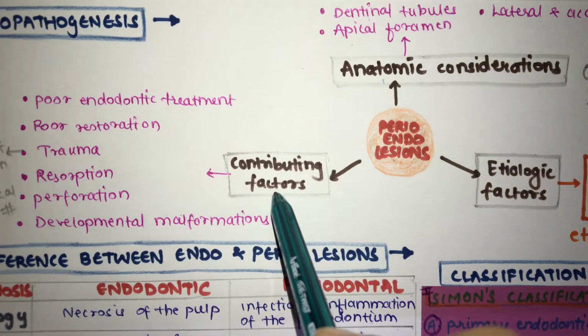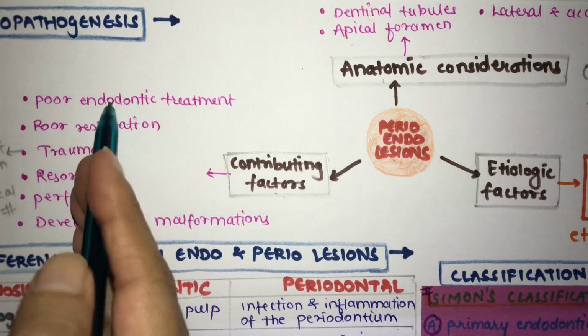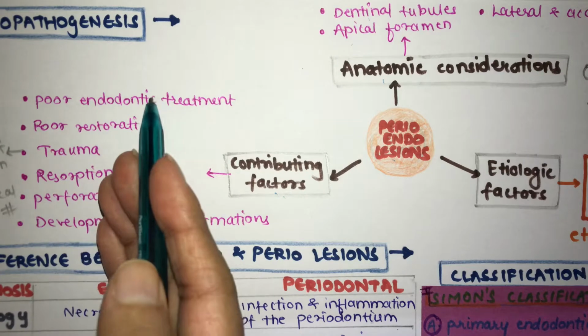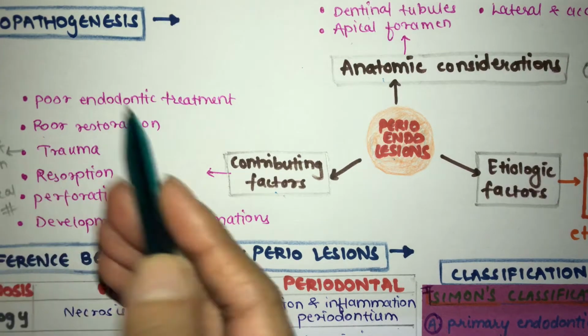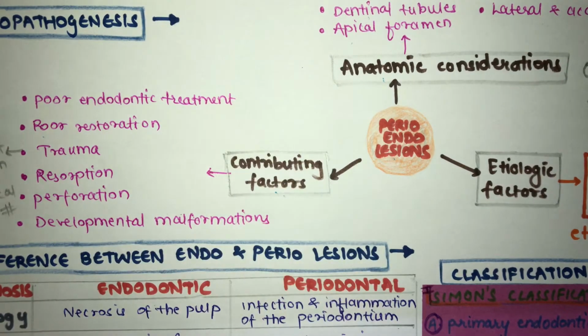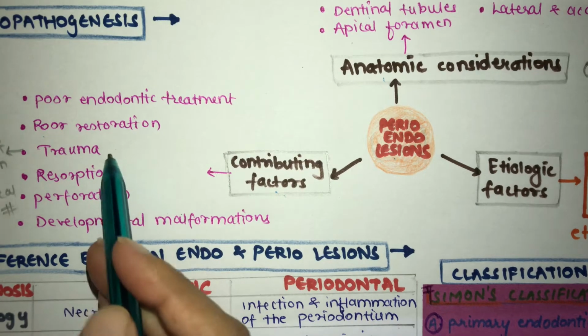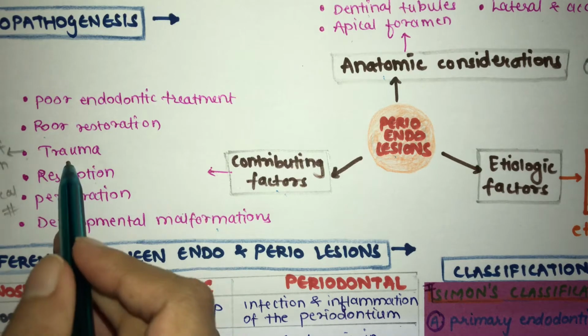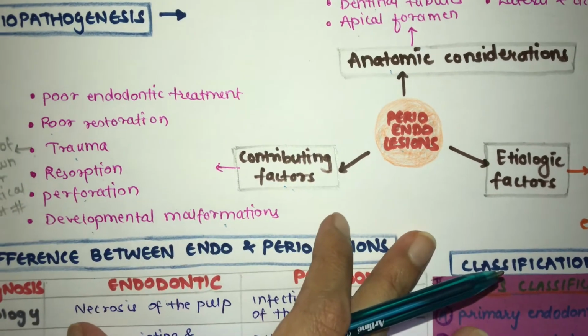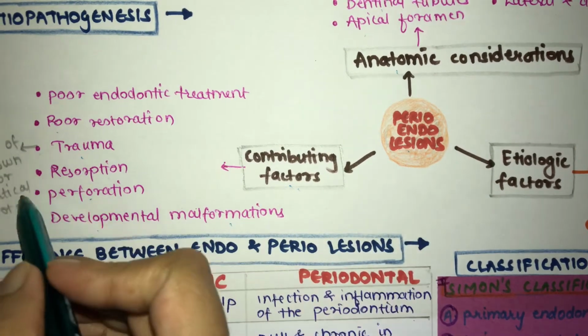The next is the contributing factors. If there is poor endodontic treatment, or any endodontic failures, that also becomes an etiology of the endo-perio lesion. Then if there is poor restoration, that is again failure of the treatment. Then trauma, resorption, perforation, and developmental malformation. Trauma can be a fracture of the crown, or there can be a vertical root fracture.